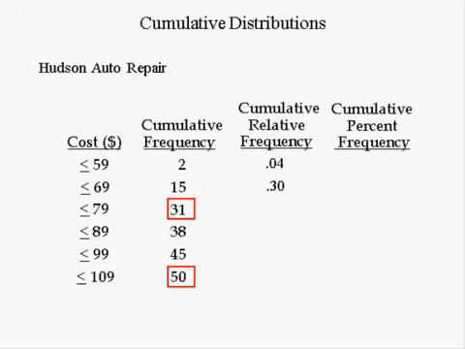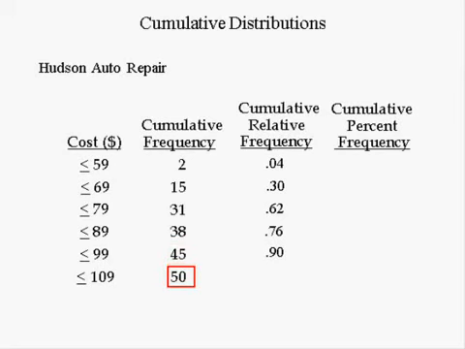The cumulative frequency of invoices with parts costing at most $79 is 31. The cumulative relative frequency of this interval is found by dividing 31 by 50, which is 0.62. Since the cumulative frequency of invoices with parts costing at most $89 is 38, the cumulative relative frequency of this interval is found by dividing 38 by 50, which is 0.76. The cumulative frequency of invoices with parts costing at most $99 is 45. The cumulative relative frequency of this interval is found by dividing 45 by 50, which is 0.90.